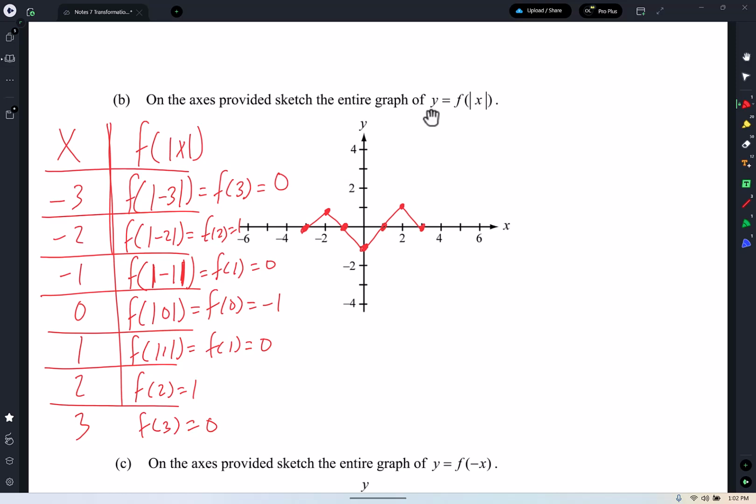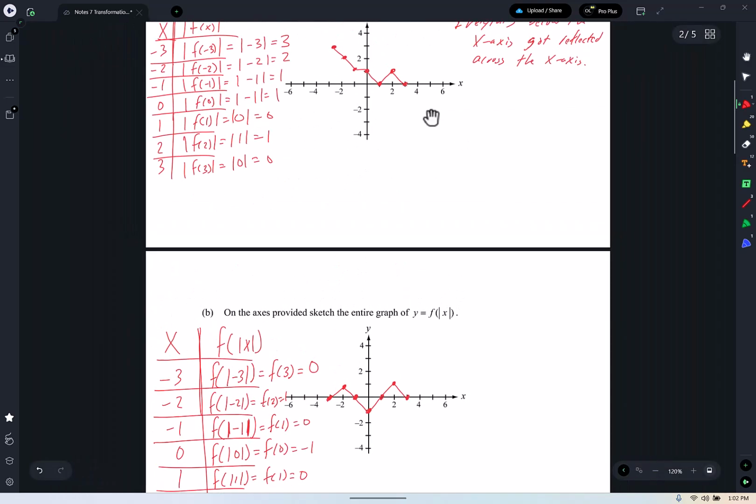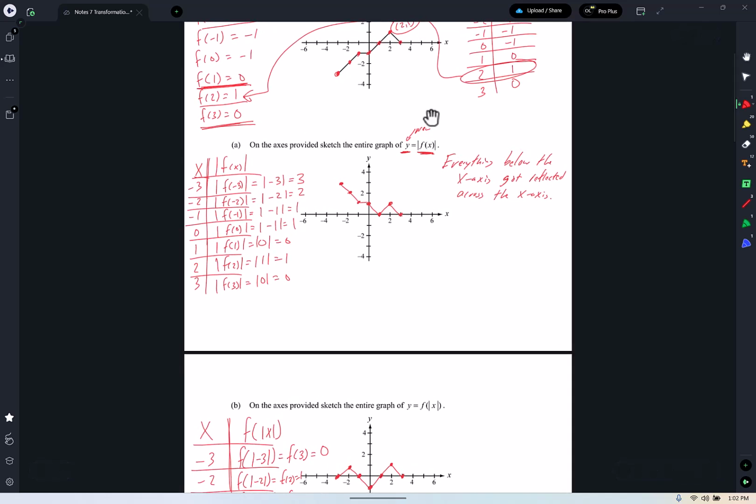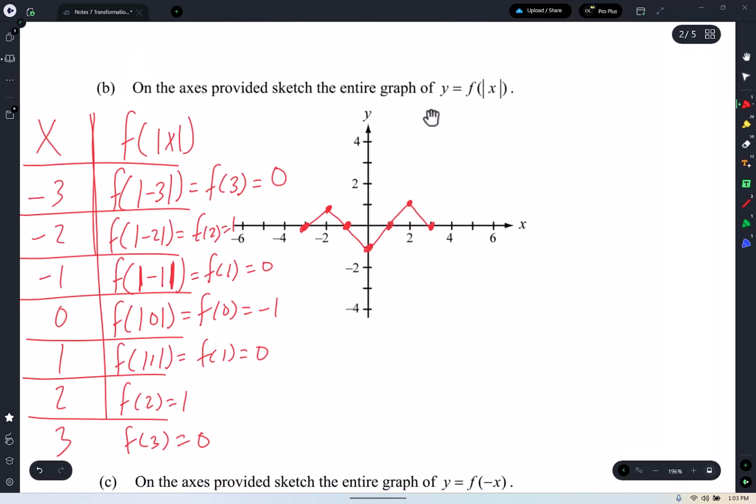What happened? Let me zoom out. Can I see the original? There we go. I can barely see the original way out there. What seems to be the difference? It's symmetrical about the what axis? Y-axis. Everything to the left of the y-axis got deleted, and everything that was to the right of the y-axis got mirrored across the y-axis. Do you guys see that? So that's what I'm going to say.